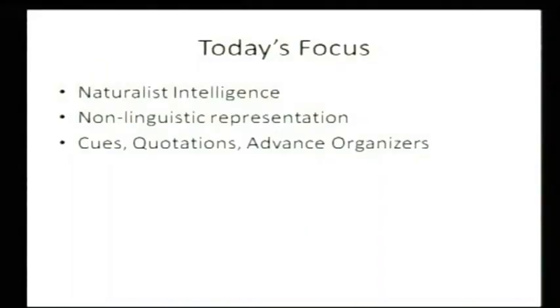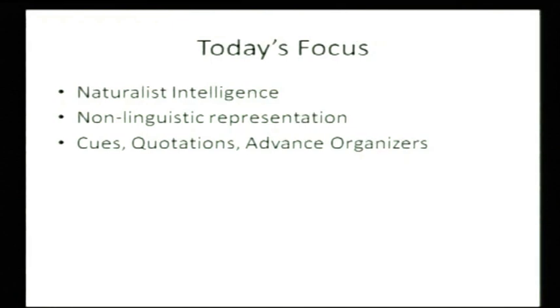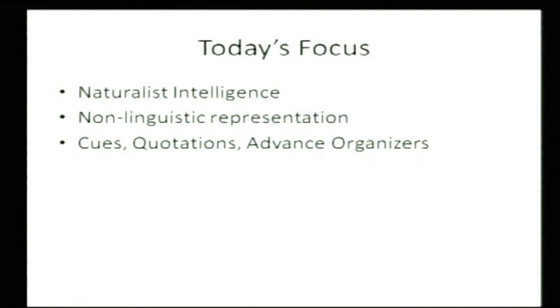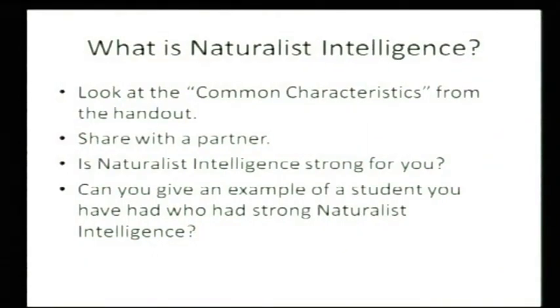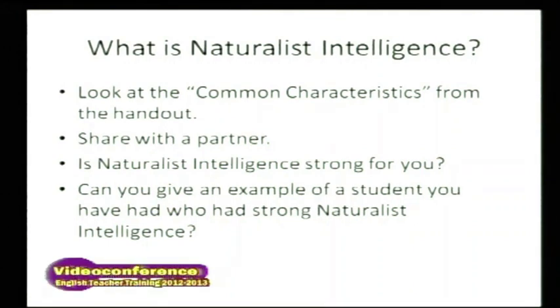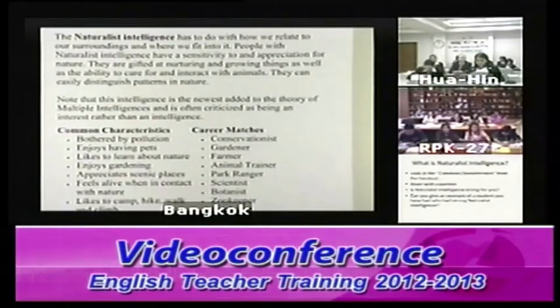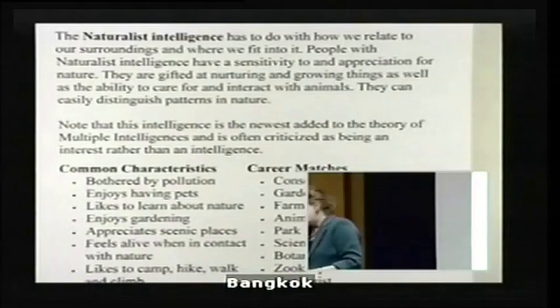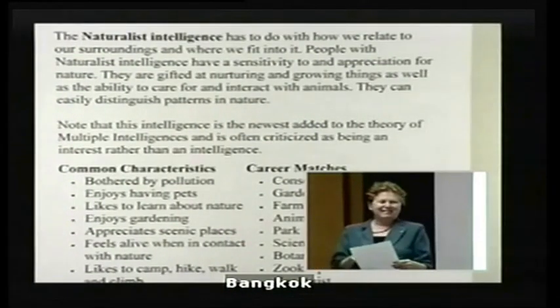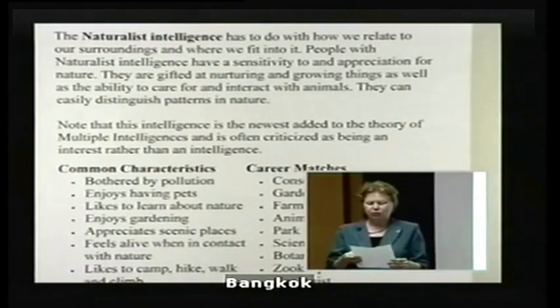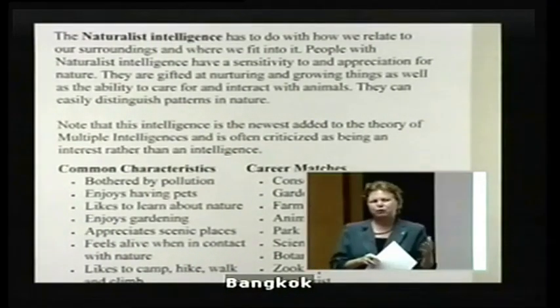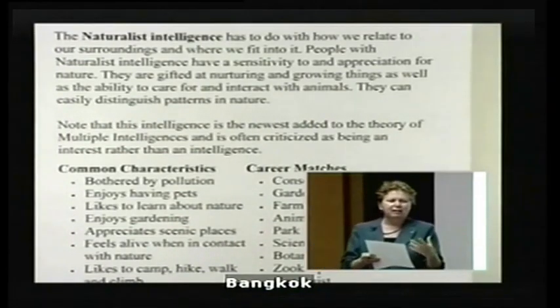You have a handout that I'm going to ask you to pull out. It looks like it's a single page, and it's got naturalist intelligence highlighted. And there's two columns. One is common characteristics, and the other one is career matches. You haven't been asked so far to chat with your partner, but now is going to be your chance to do so. I would like you to look at the common characteristics of the naturalist intelligence. And first of all, to assess yourself, do you think that you have strong naturalist intelligence? Is it something that's very important to you? But also, can you think of a student that you've worked with who maybe has particularly strong naturalist intelligence?